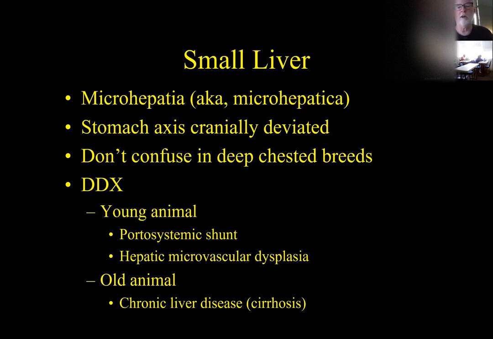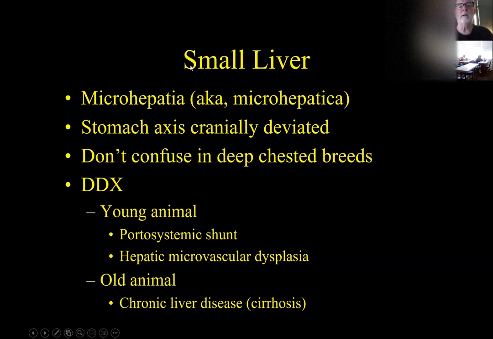I used to have a Golden Retriever named Abby, and I would swear most of her liver lived in her chest next to her heart. She was so deep chested. Okay. So some of those dogs, just by their breed conformation, the liver looks like it's cranially deviated, and it's just because they have deep chested conformation.